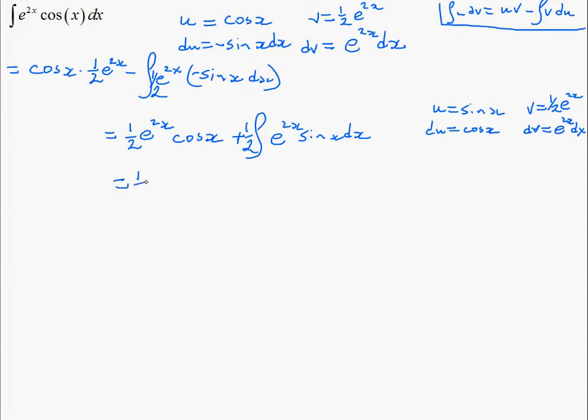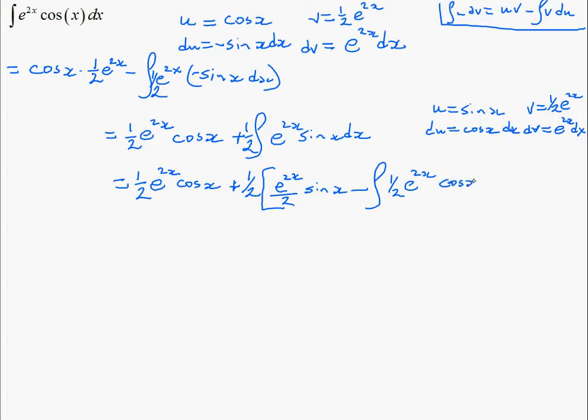So continuing, we end up with this part staying the same, plus, now this integral. This integral changes to u times v, so e to the 2x over 2, or 1/2 e to the 2x, times sine x, minus the integral of v du. So v is 1/2 e to the 2x, cosine x dx, and you notice I just added the dx up here. Trying to go too fast and make mistakes.